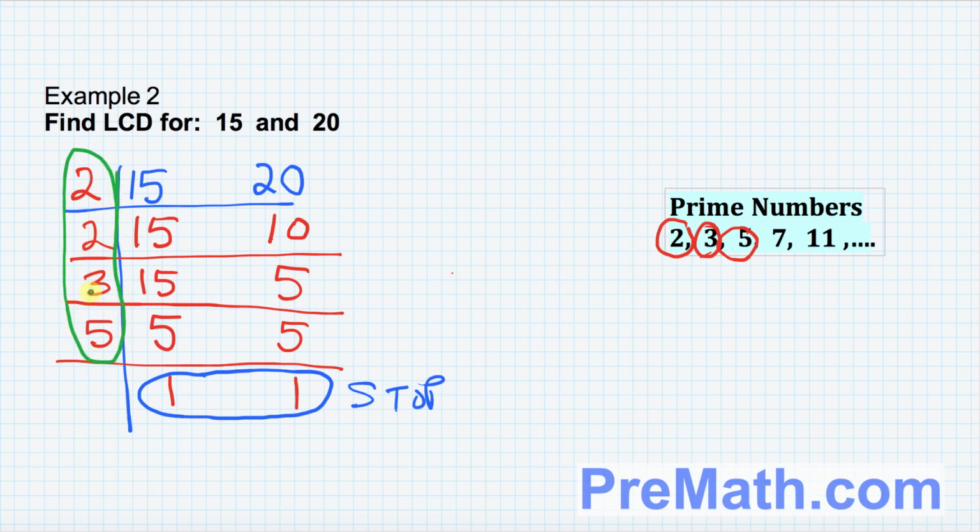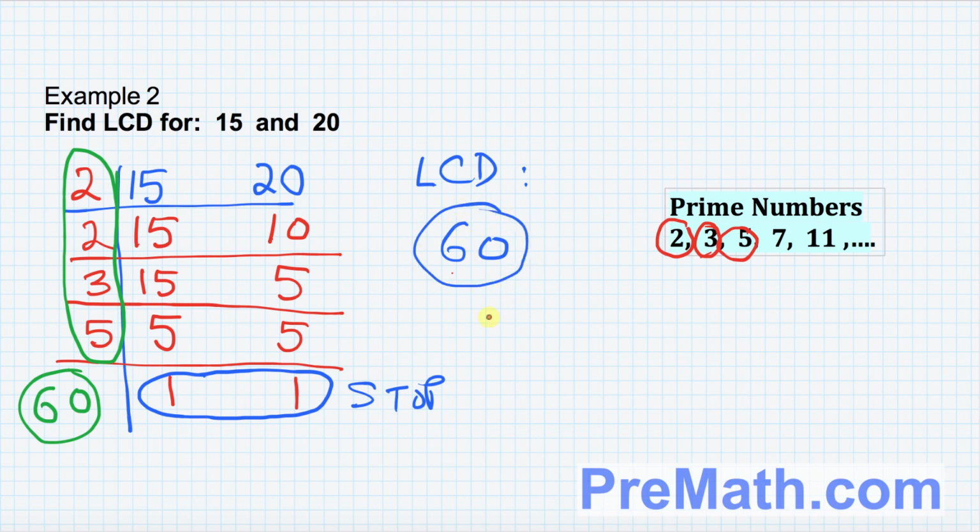What is going to be that one? You multiply 2 times 2 times 3 times 5. That's going to give you what? 60. Well, that is our answer. So our LCD in this example is simply 60.